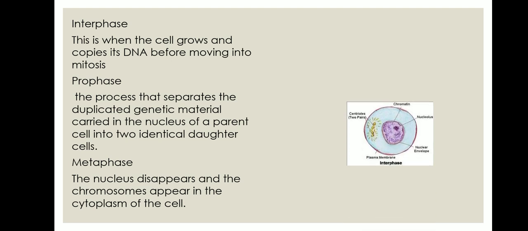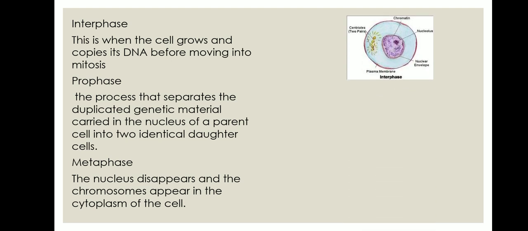Interphase. This is when the cell grows and copies its DNA before moving into mitosis. The chromosomes duplicate and become two identical chromosomes, joined at the centromere. So in humans, it has gone from the original 46 to 92.